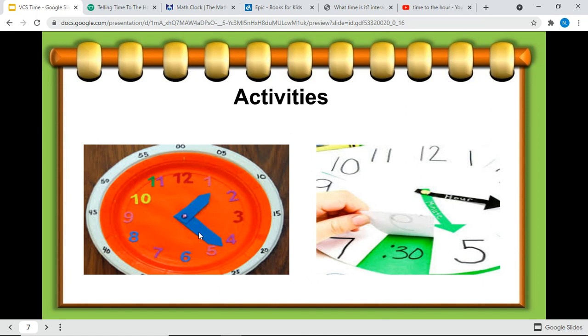Have movable hands with a tack or pin, and the students can move the hands around. And here it's the same concept, and when you're ready to talk about minutes, you can place it under the number.